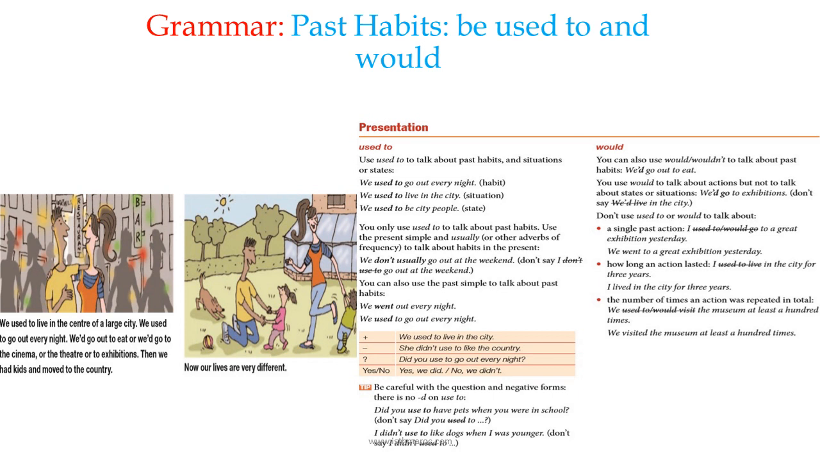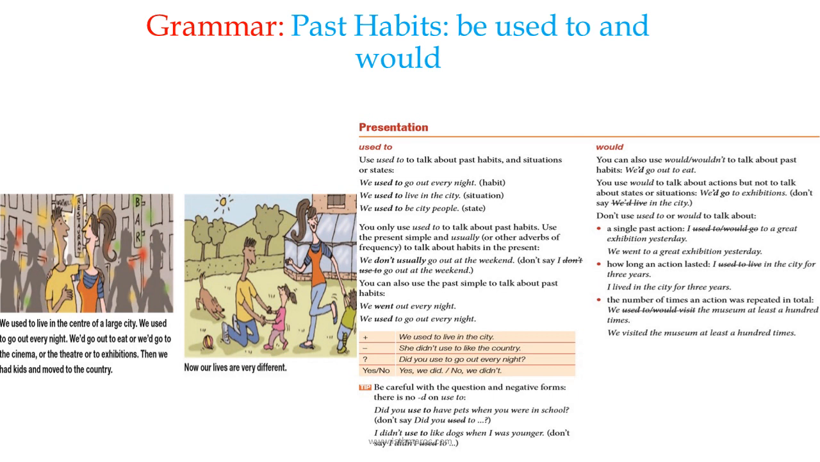You can also use the past simple to talk about past habits. We went out every night. It's like you tell me we used to go out every night. So in a situation or in contexts like this, you use simple past and you are expressing past habits. We used to go out every night. So as I said, they are the same.